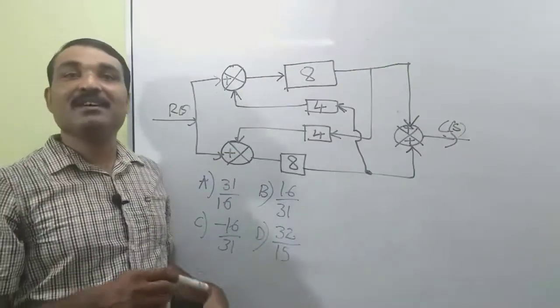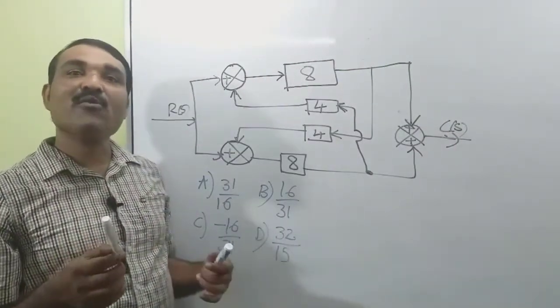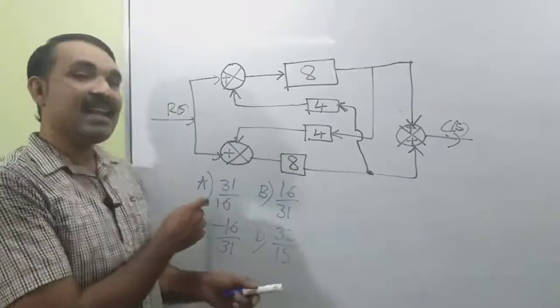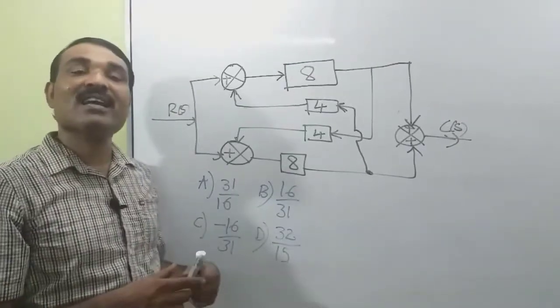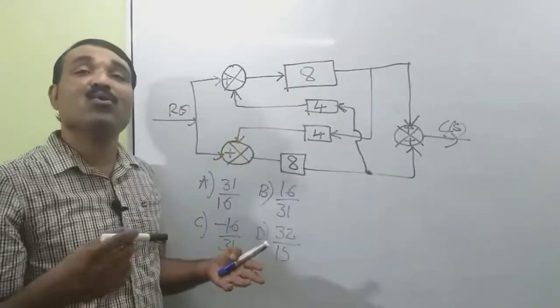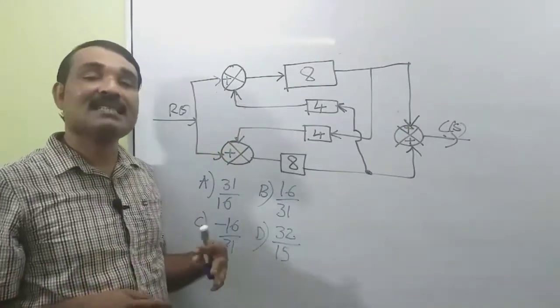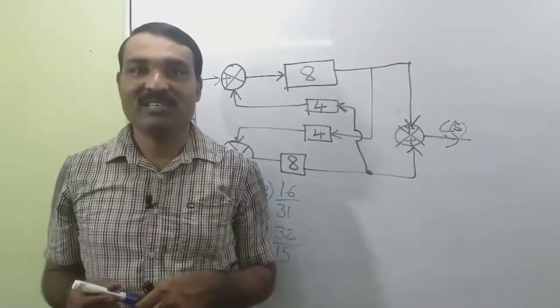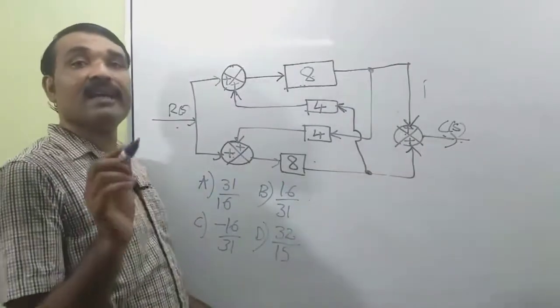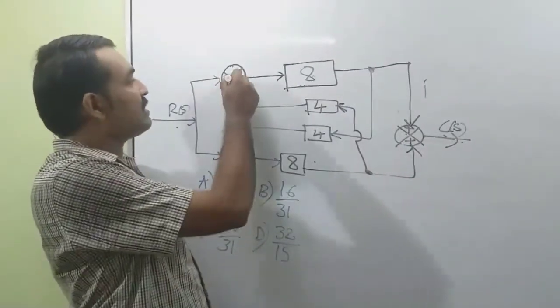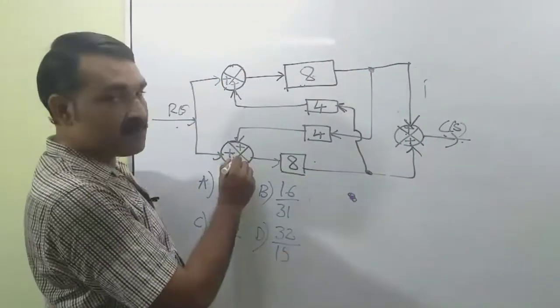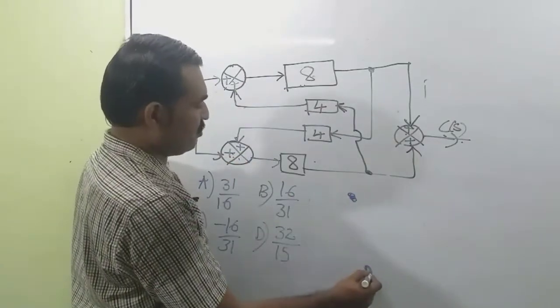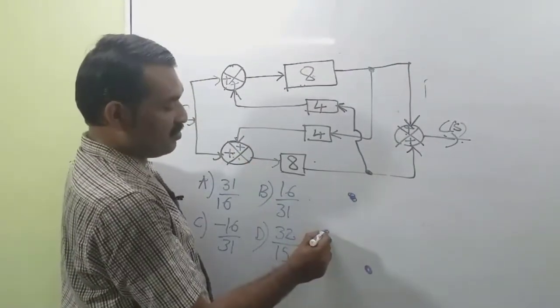This is a previous year GATE question. We want to find the overall transfer function of the system, and the options are given. First we can convert this block diagram to a signal flow graph. Then by making use of Mason's gain formula, we can reach the solution. Now I am drawing the equivalent signal flow graph, replacing this summing point by a node. This summing point also by a node. And this is our input node.